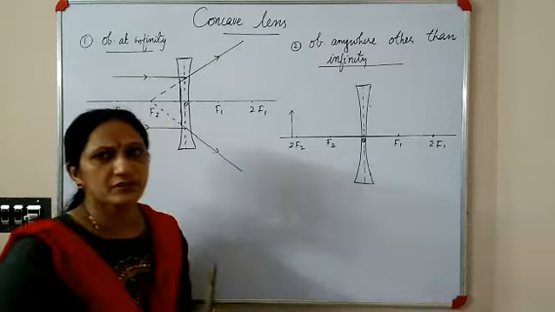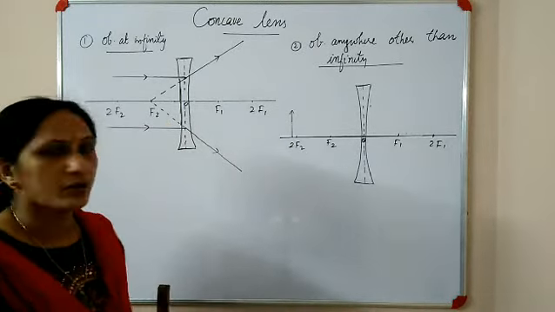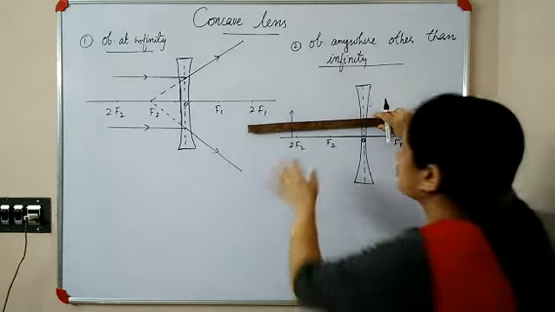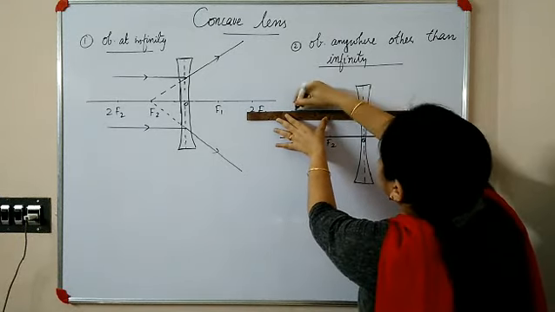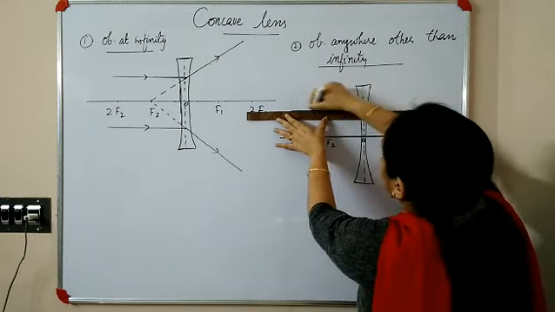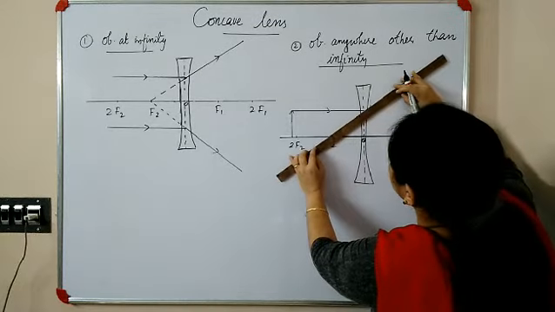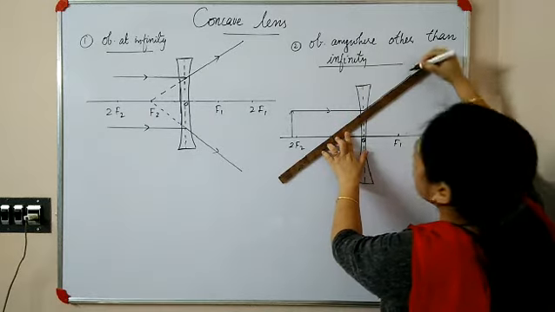This is the object. You may try by keeping the object anywhere. Now according to the rules you can make the incident rays and the corresponding emergent rays. First I am drawing a ray parallel to the principal axis. Then after refraction it appears to pass through the principal focus. This is the emergent ray.